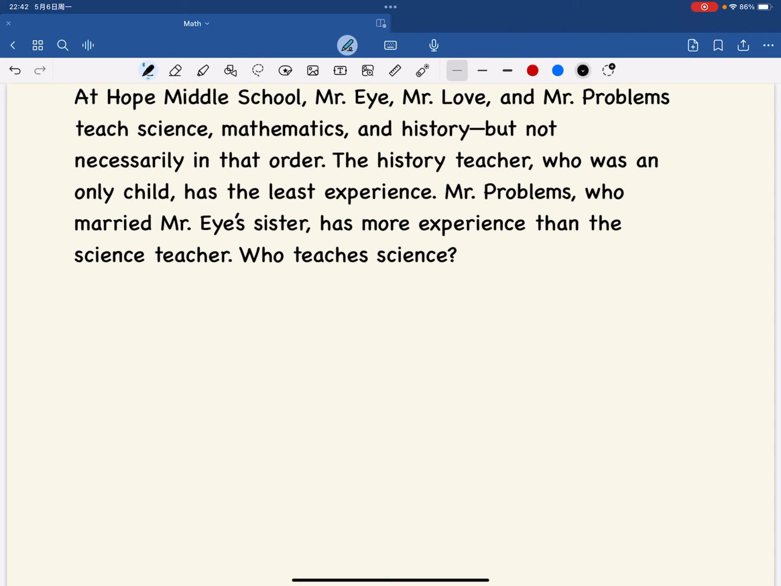The problem says that at Hope Middle School, Mr. I, Mr. Love, and Mr. Problems teach science, mathematics, and history, but not necessarily in that order. The history teacher, who was an only child, has the least experience. Mr. Problems, who married Mr. I's sister, has more experience than the science teacher, who teaches science.